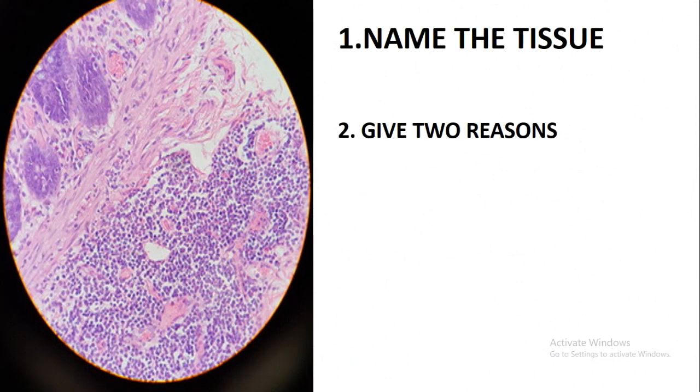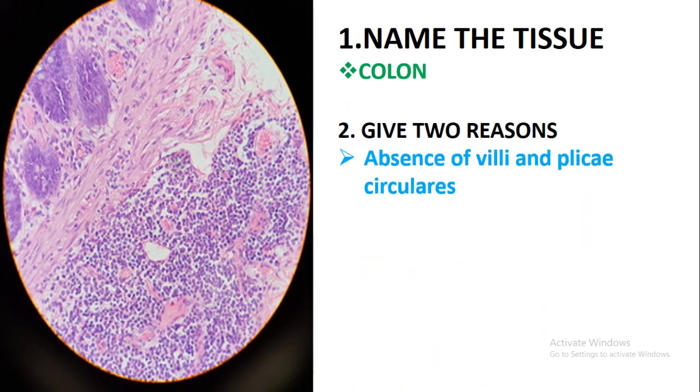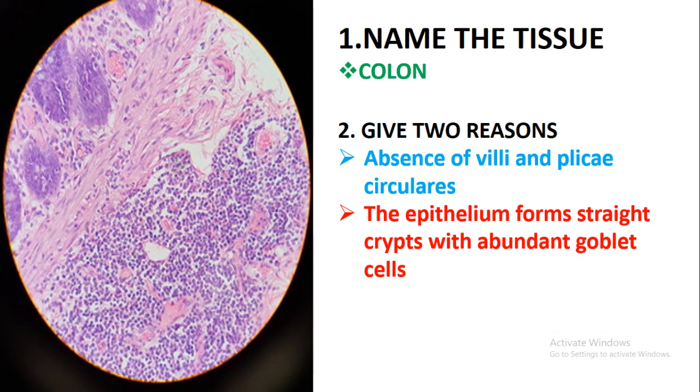The next slide is name the tissue. So if you look at this tissue, this is simply the colon. Give two reasons. The first reason you can give is absence of villi and Peyer's patches. And then the next one is the epithelium forms straight crypts with abundant goblet cells. So these are just a few of the reasons you can give. When you watch the previous videos, there are more reasons that I have given.